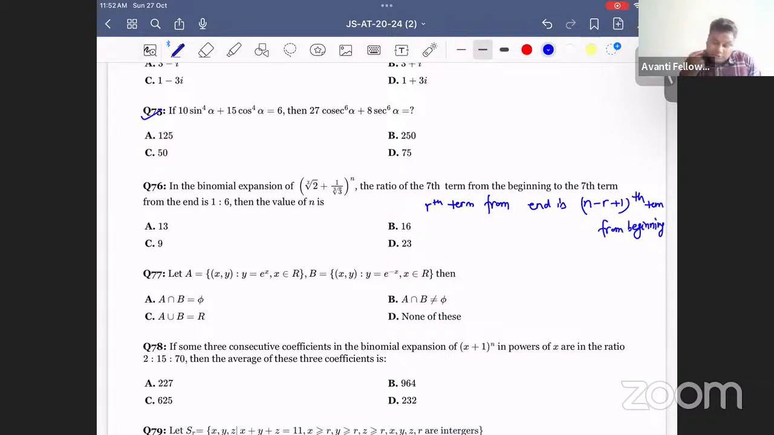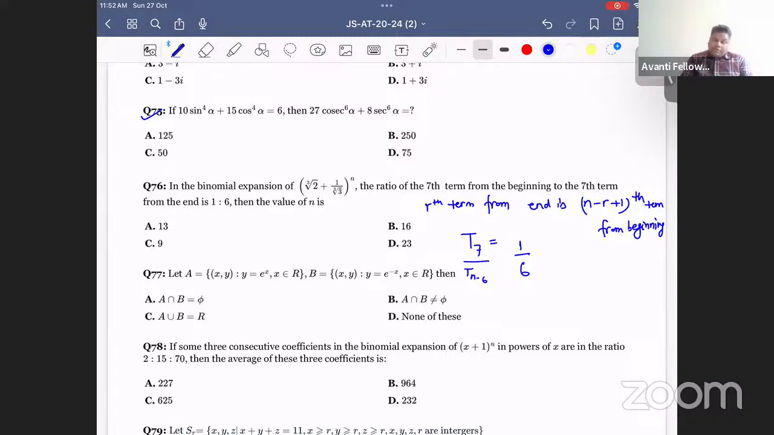Got it? So if they are saying 7th term from the beginning, that means T7, and 7th term from the end means, upon, n minus 7 plus 1, that is n minus 6 term. So T(n minus 6). And this ratio is given as 1 by 6.